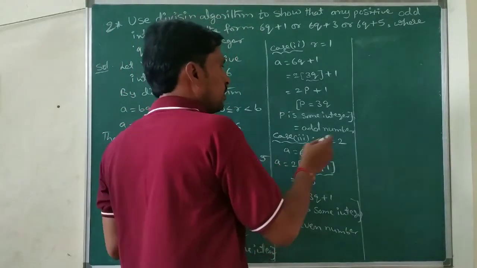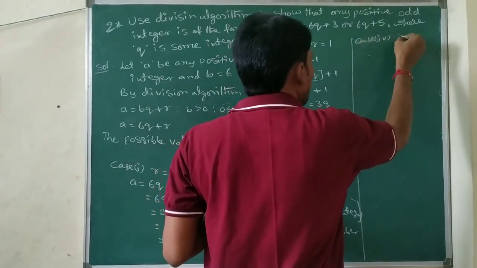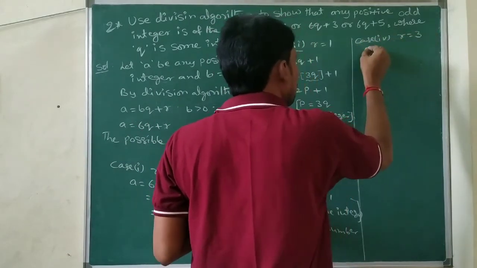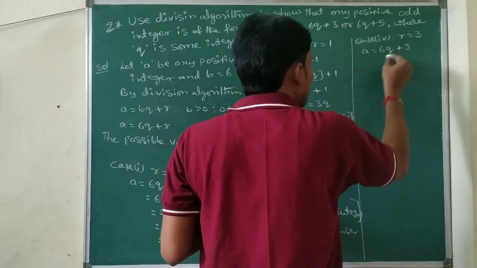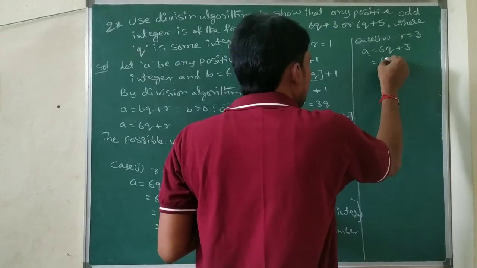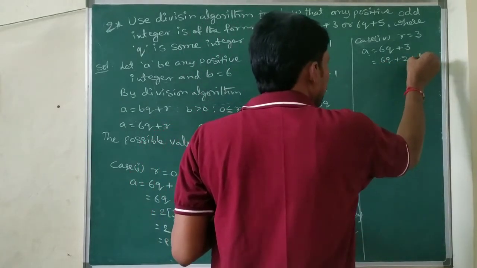Next, now case number 4. So r equal to 3 you can take. So by the division algorithm, a equals 6q plus 3. How do we have to write it? 2 plus 1 we can write.